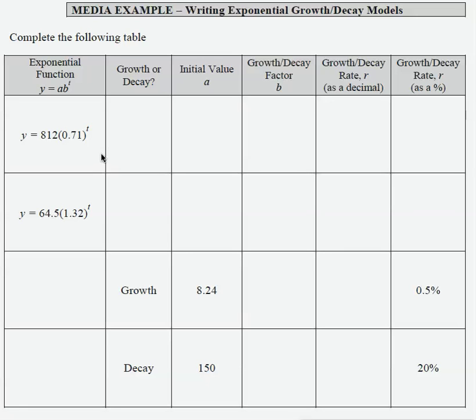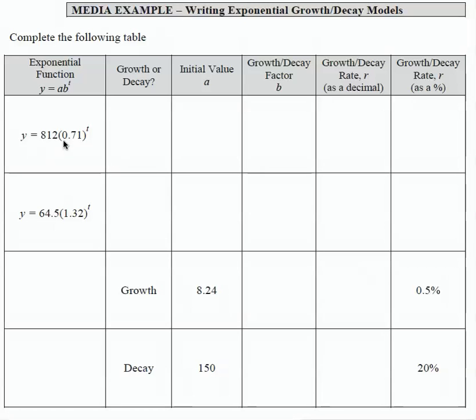I'm asked in this problem to complete the table, and in each row I'm either given an exponential function or information that should enable me to write an exponential function. So let's start with the first row. I have y equals 812 times 0.71 raised to the t power.